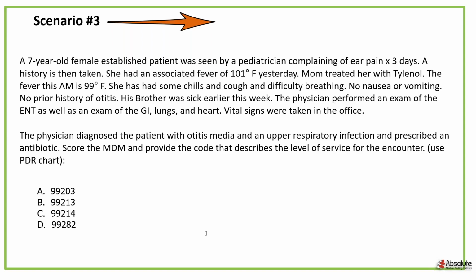The physician performed an exam of the ENT as well as an exam of the GI, lungs, and heart. Vital signs were taken in the office. The physician diagnosed the patient with otitis media and an upper respiratory infection and prescribed an antibiotic. Score the MDM and provide the code that describes the level of service for the encounter and use the PDR chart for this. Coders, you have a minute to solve this scenario and your time starts right now.